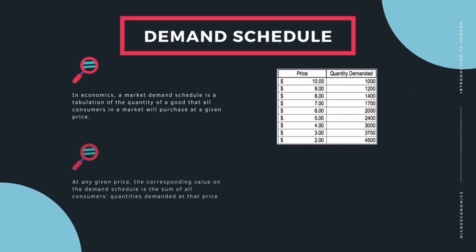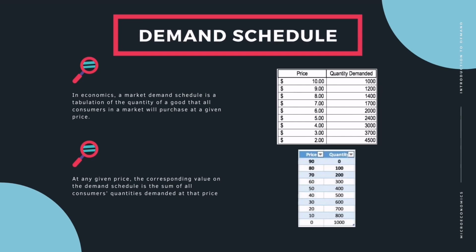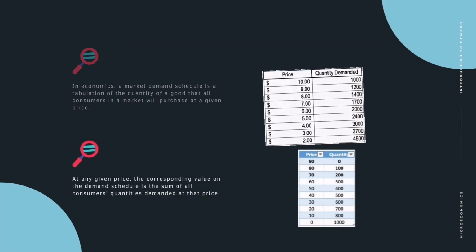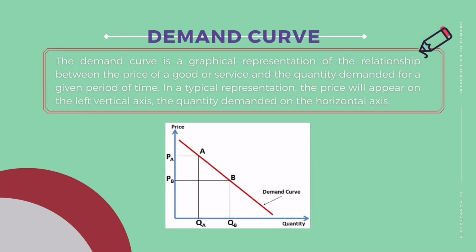Next will be the demand schedule. In economics, a market demand schedule is a distribution of a quantity of a good that all consumers in a market will purchase at a given price. At any given price, the corresponding value on the demand schedule is the sum of all consumers' quantity demanded at that price. And the next one will be the demand curve.